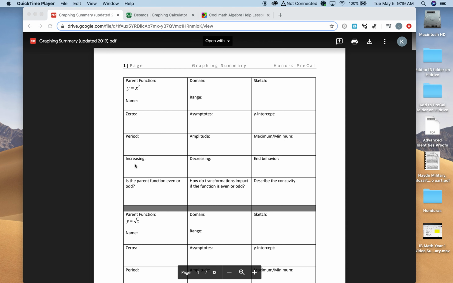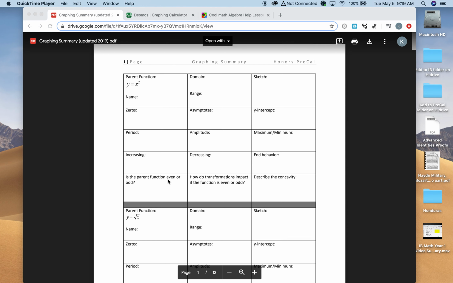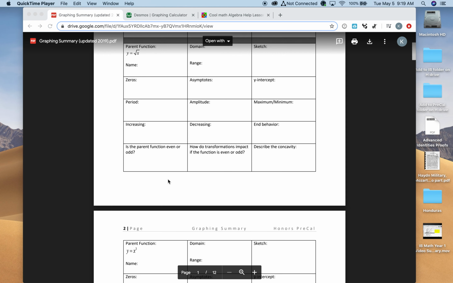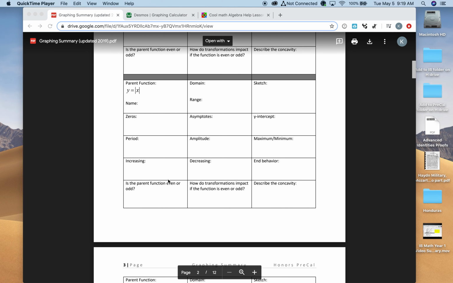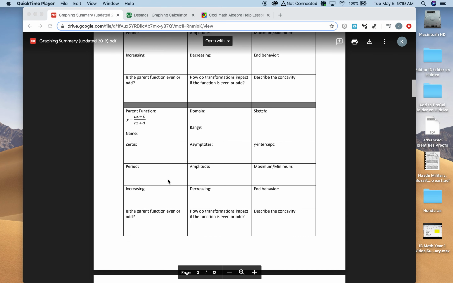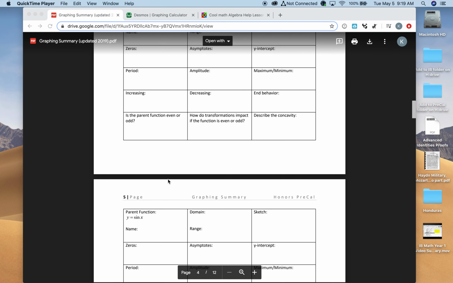And then we want to talk about, is it increasing? Is it decreasing? What's its end behavior? All of these ideas are hugely important when you get to calculus. Okay, so that's the whole point of this. We want you to really know and to retain, and then even to have a reference if you encounter any of these parent functions again in calculus.